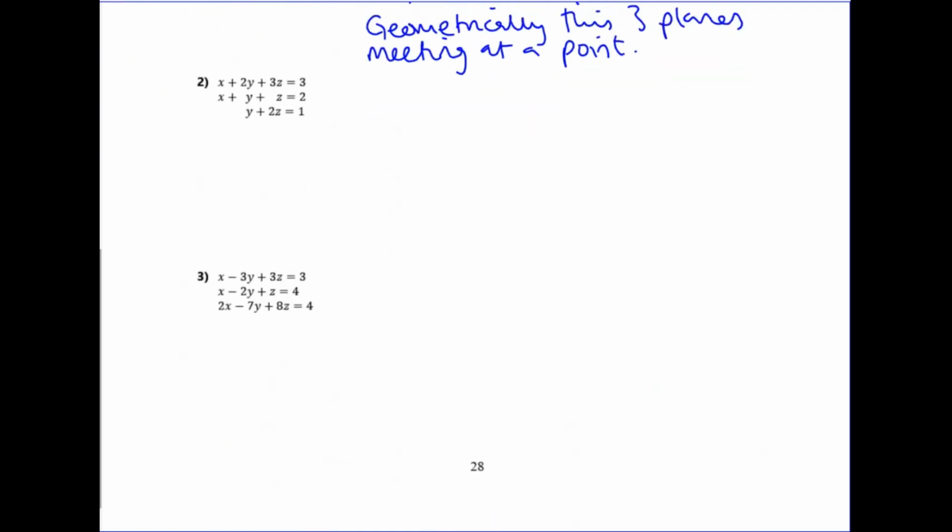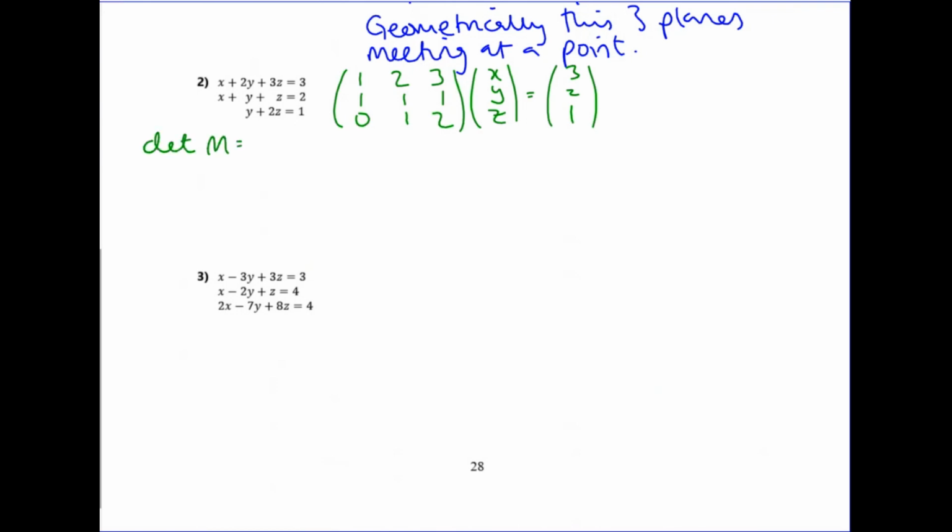So again, set this up as a matrix equation. 1, 2, 3, 2, z. I'll do the same for this one. This time we're going to choose the first column, so it's got 1, 1, 0 in it. Start with the first one, cross out the row and column that it's in, and times it by its minor.